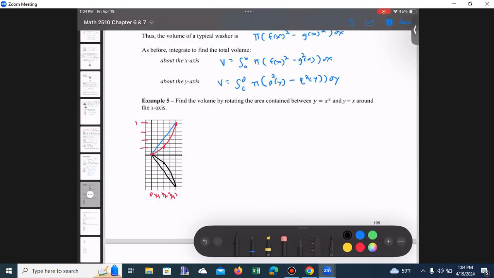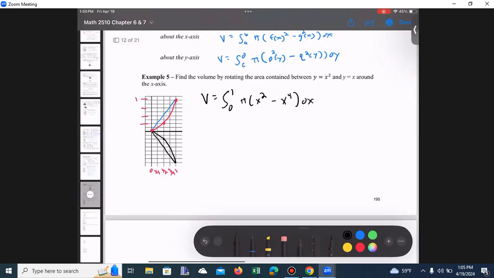Right, so the way we do this, volume equals the integral from 0 to 1. This is going to be along the x-axis. It wouldn't matter in this case, but we're going to do it along the x-axis. The y equals x is the outer one, so we'll have pi times x squared. And y equals x squared is the inner one, so minus x to the fourth dx.